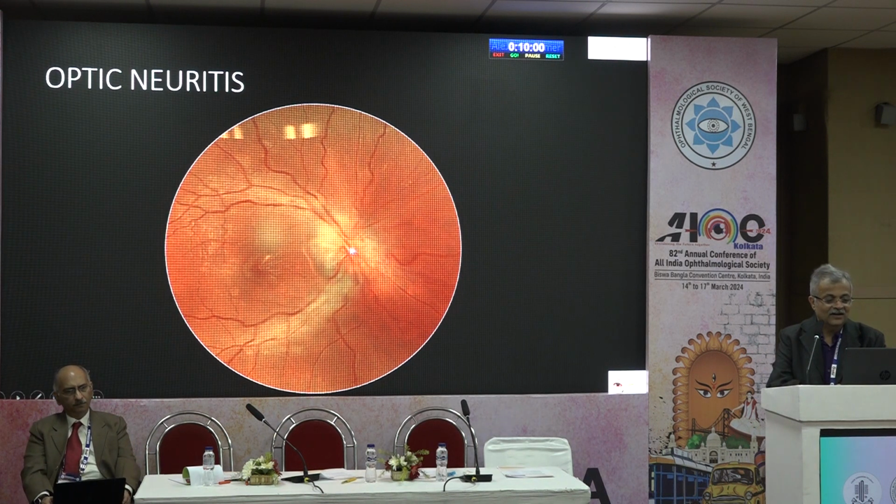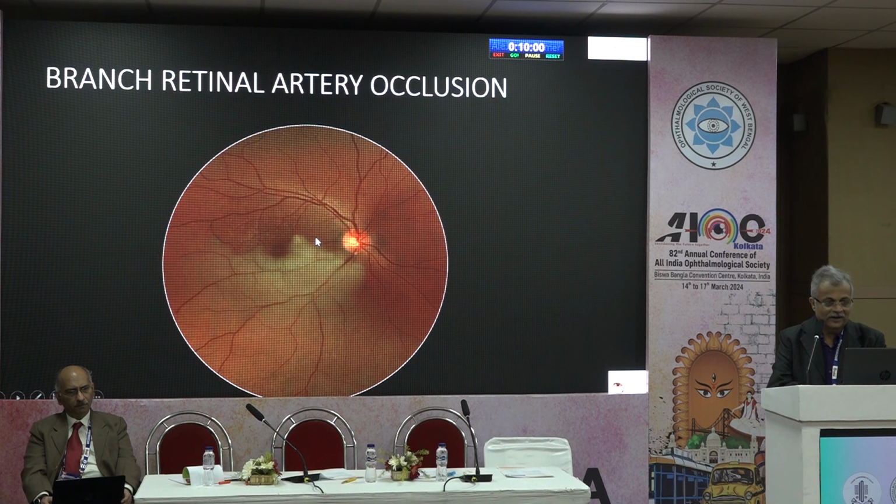Now this is a classic case of optic neuritis with optic disc swelling and engorged vessels. You will have a relative afferent pupillary defect also, and color vision would be affected. Now this is a classic cherry red spot, or this is infarcted retina. So this is all whitish in appearance. This is branch artery occlusion, and this is a thrombus here.